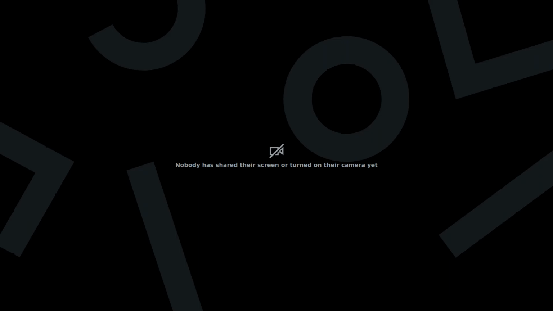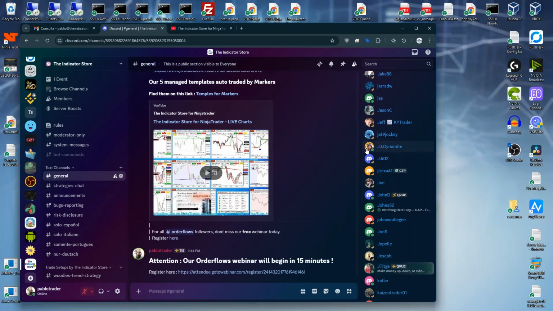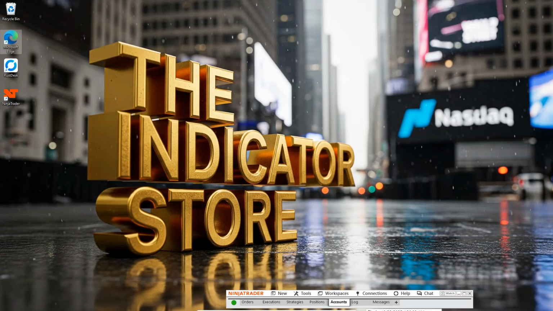Test. Where can I show my screen? Okay, looks good. I see your screen. Whoops. But which one? Oh, there we go. This one says the indicator store. Yeah. Okay, this is the correct one.